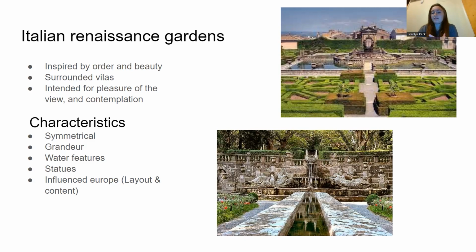They also usually have lots of water features, whether it's fountains or ponds or little streams. There's also a lot of statues. Sometimes the statues are in the water, sometimes they're not. These gardens influenced Europe in their layout and content of gardens as they became more popular in Italy.